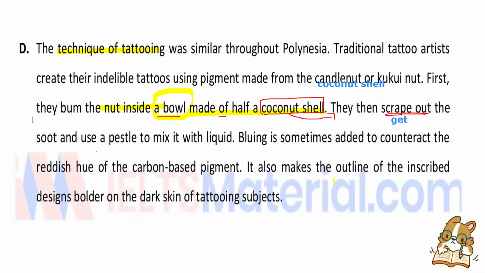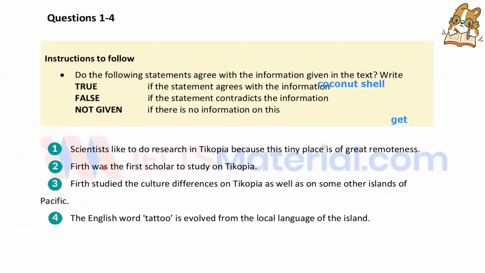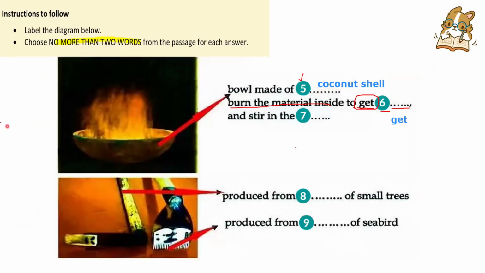Okay, so they then scrape out the what? What do they get? Soot. There you go. We actually found the answer right now. Our answer is actually soot. Okay, so because of the synonymous word get or take out or scrape out, okay?